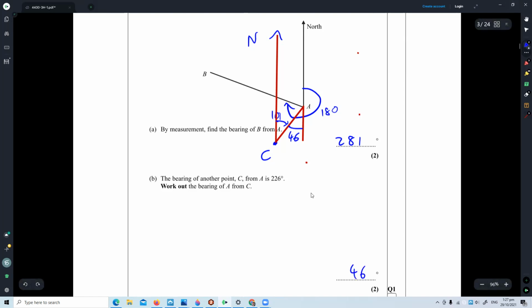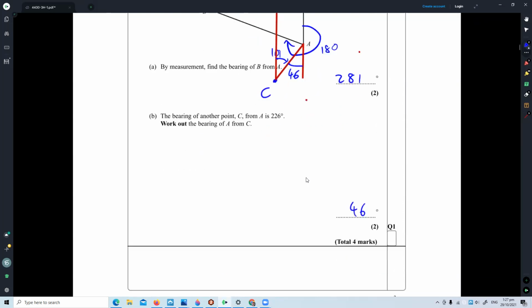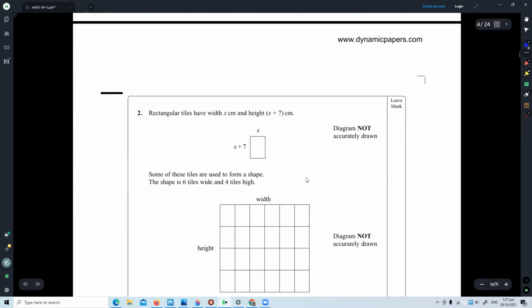So we should be happy with the first two questions. Make sure that you use a protractor here. I just randomly put the value 101. I'm not super happy with that, but there's nothing I can do on the computer. I don't have access to a protractor.